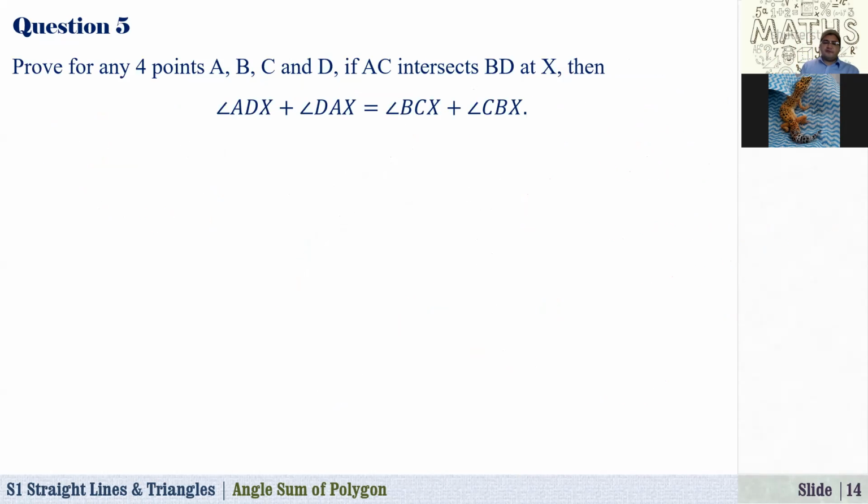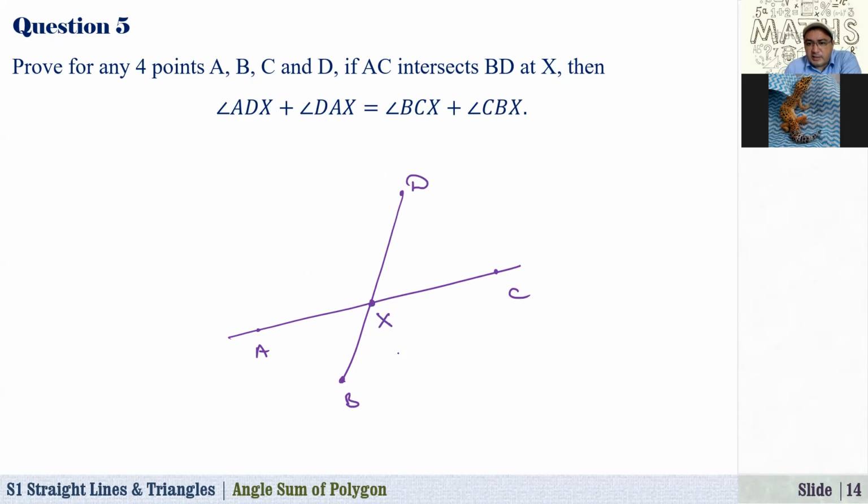Okay, prove that for any 4 points A, B, C, D, if AC intersects BD at X, then ADX plus BAX equals BCX plus CBX. So AC intersects BD, right? Here we are talking about, let's say this AC. So this one is A and this one is C. Okay, intersects BD. And let's say this one is B and this one is D. Okay, intersect at X. So this point is X.